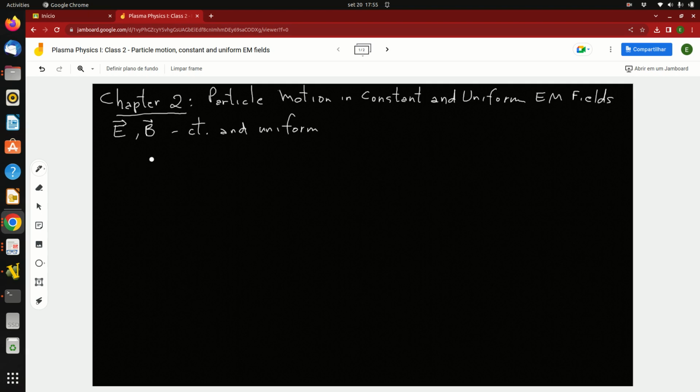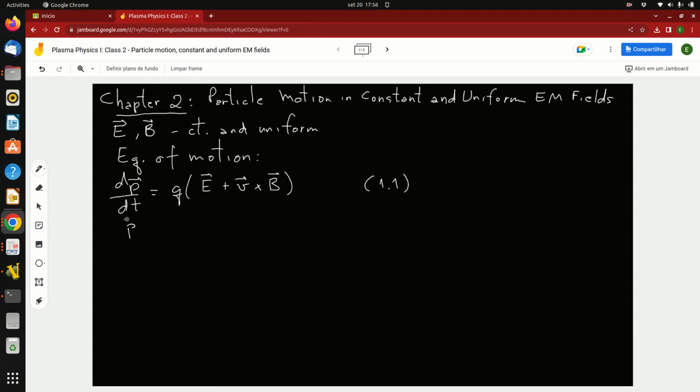The equation of motion that we will use for charges will be this one, with the Lorentz force moving the particles. Q is the charge, V is the particle velocity, cross B. Okay, this is equation 1.1.